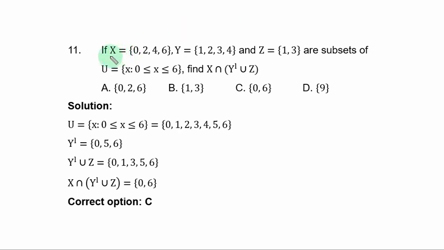Question 11. If S, Y, and Z are subsets of the universal set U equal to S such that S is less than or equal to S less than or equal to 6, find U intersection bracket open Y complement union Z. Solution. So we list the elements in the universal set.